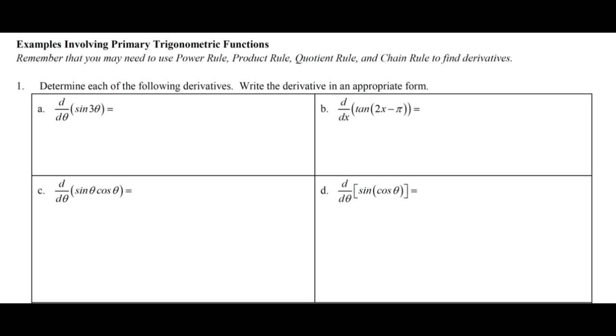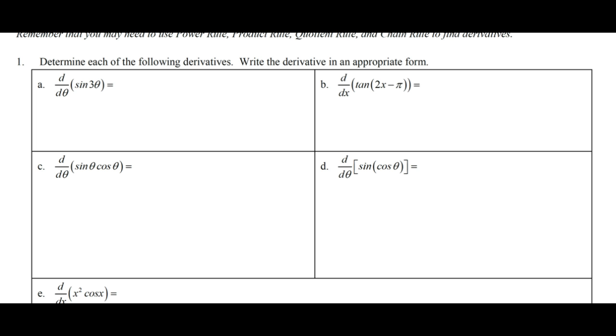So, examples involving primary trig functions. Remember, you may need to use the power rule, the product rule, the quotient rule, and the chain rule to find derivatives. Determine each of the following derivatives, and write the derivative in an appropriate form. So d by d theta of the sine of 3 theta. So cos 3 theta, right? I mean, you just take the derivative of the function, right?